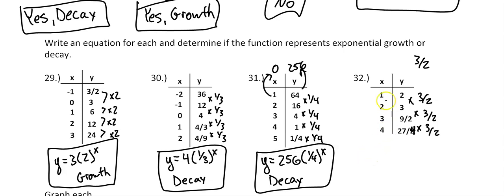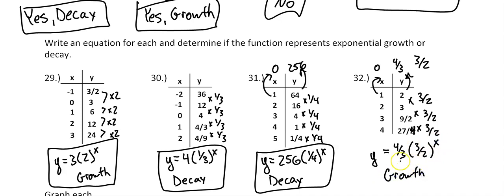And so if that's the case, if you work backwards here, which is a little bit trickier for this one, we would have to divide by 3/2, which is multiplying by 2/3. So if I worked my way backwards to 0, it would be a 4/3 for that guy. And you can use your calculator to help you out with that. So y equals 4/3 and then 3/2 raised to the x. And this one is growth because the b value is bigger than 1. Okay?